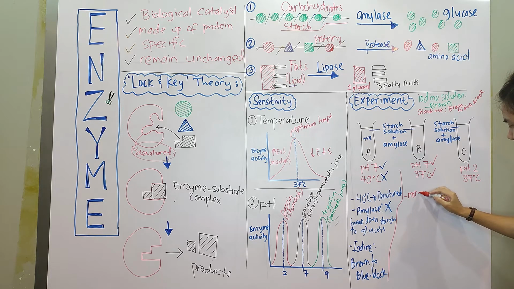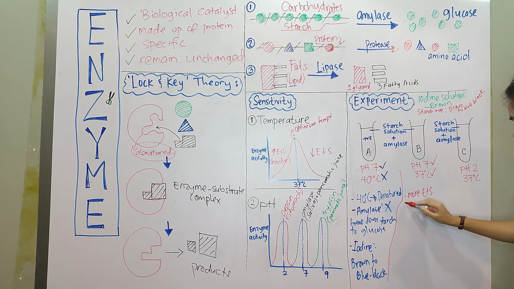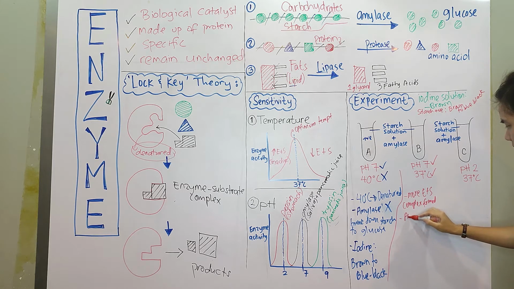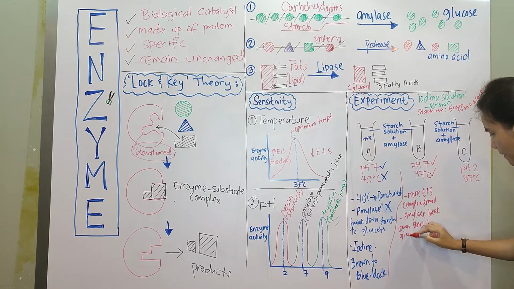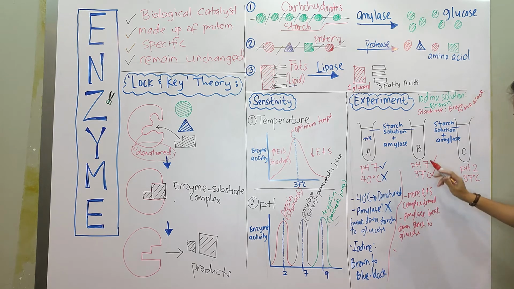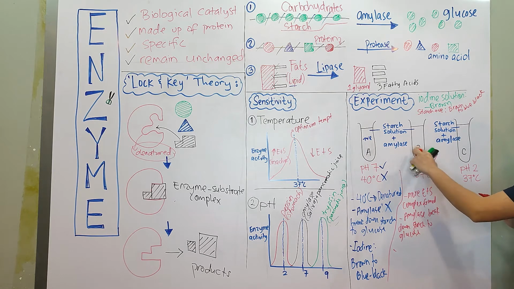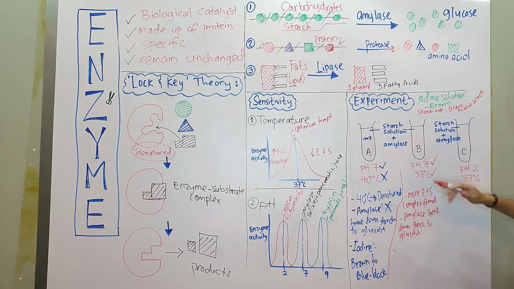What happened? More enzyme substrate complex forms. So what happened again? Amylase breaks down starch to glucose. So because of the two ideal conditions, amylase now can break down starch into glucose inside test tube B.